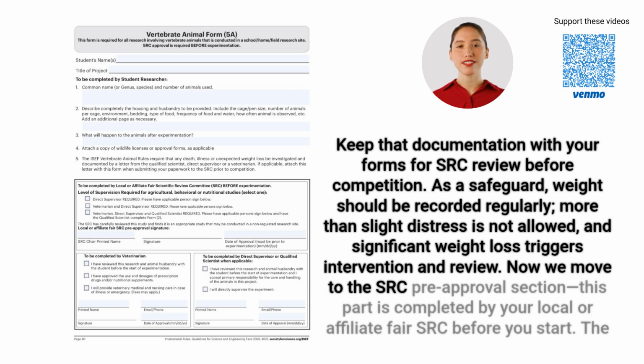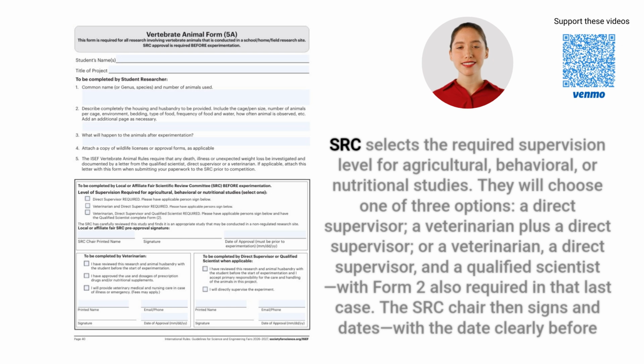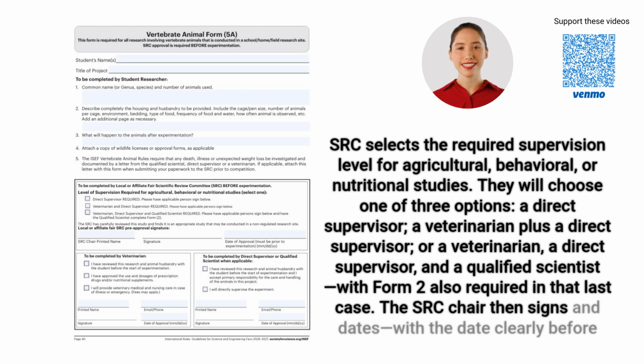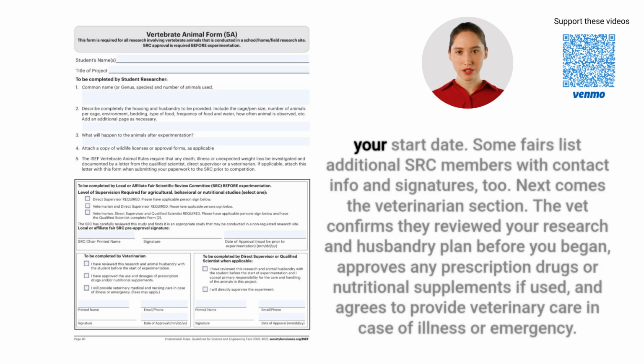Now we move to the SRC pre-approval section. This part is completed by your local or affiliate FAIR SRC before you start. The SRC selects the required supervision level for agricultural, behavioral, or nutritional studies. They will choose one of 3 options: a direct supervisor, a veterinarian plus a direct supervisor, or a veterinarian, a direct supervisor, and a qualified scientist, with Form 2 also required in that last case. The SRC chair then signs and dates, with the date clearly before your start date. Some fairs list additional SRC members with contact info and signatures too.